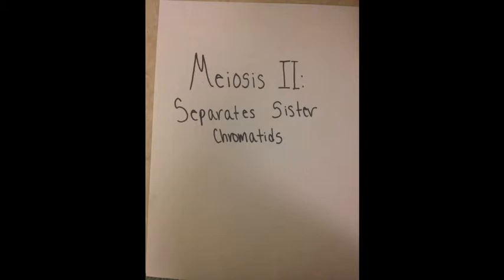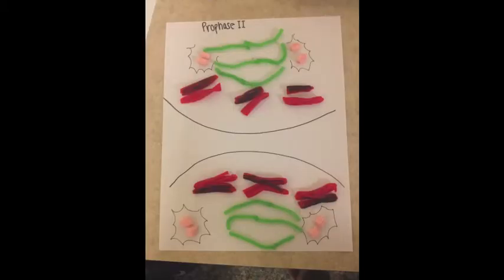In meiosis 2, the sister chromatids will separate during another round of cell division, which will result in 4 haploid daughter cells. In prophase 2, the spindle apparatus forms.